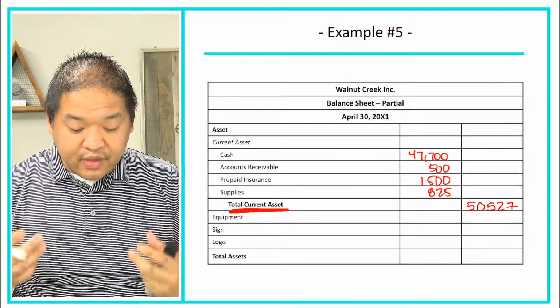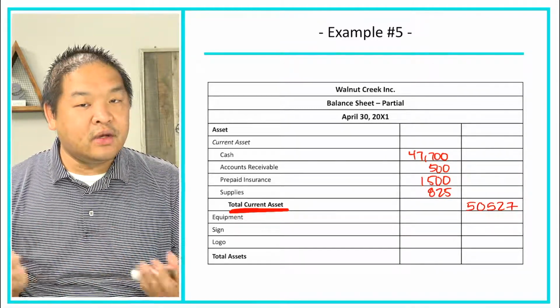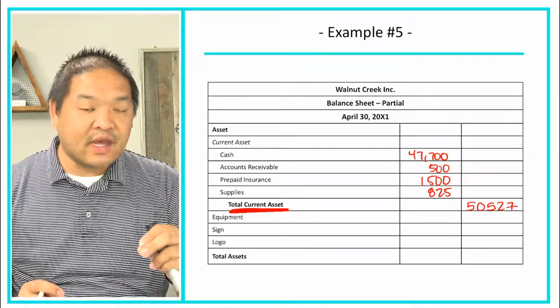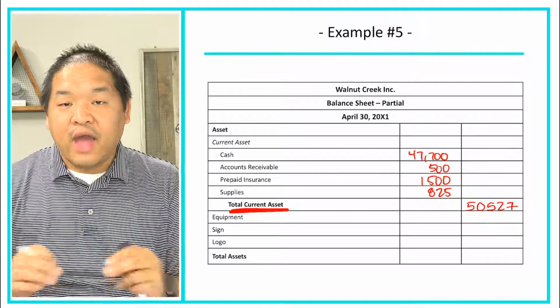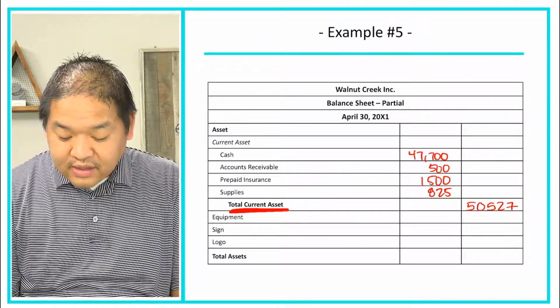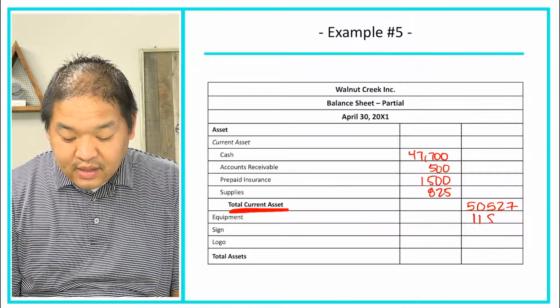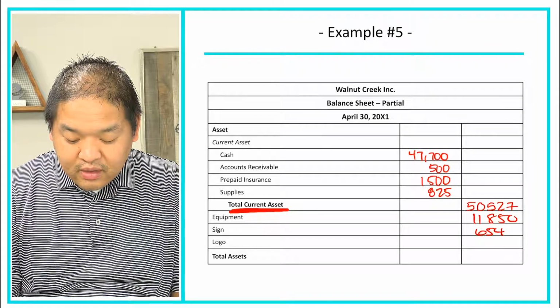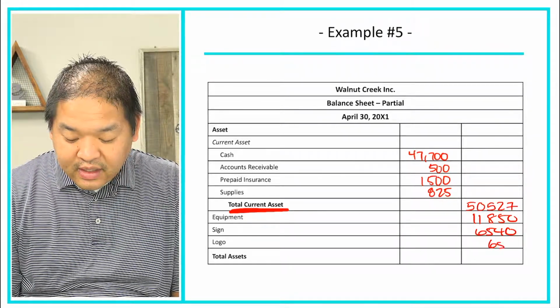All right, so what about the equipment, sign, and logos? Notice that we don't add those up per se. We add them in the total asset, but that also includes the 50,527. Because we don't add those up, I'm just going to put them on the right side. So equipment we had was 11,850. Sign we had 6,540. And logo we had 650.